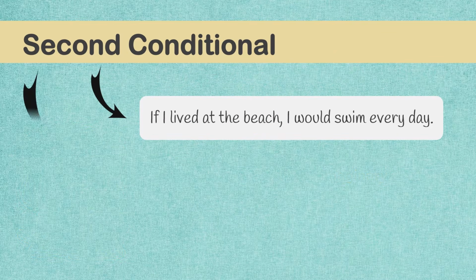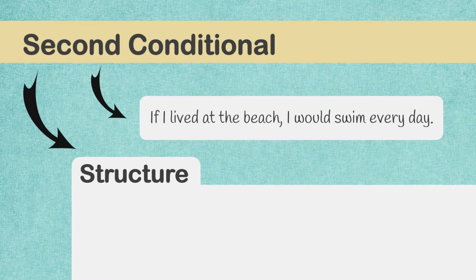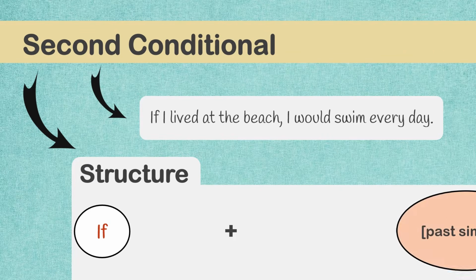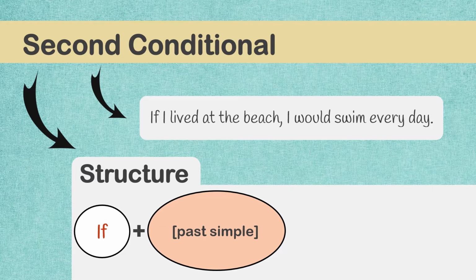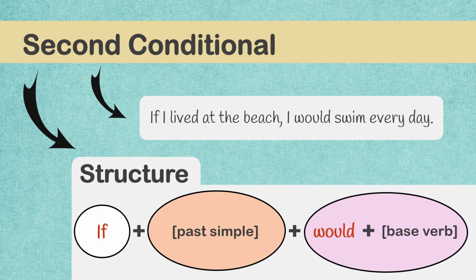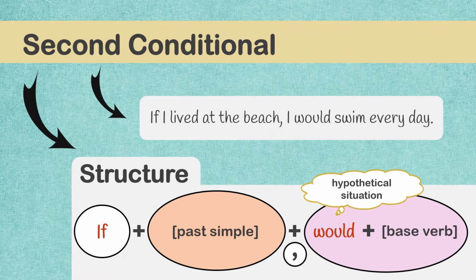Let's now look at the structure that makes this a second conditional sentence. To form second conditional, we use the word if, followed by past simple tense. Then, to form our second clause, we use the modal verb would along with the base verb. In English, a base verb is always used after a modal verb. A comma is used to separate our 2 clauses. We use would because we are talking about hypothetical situations.